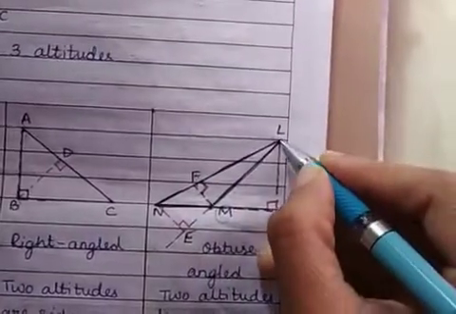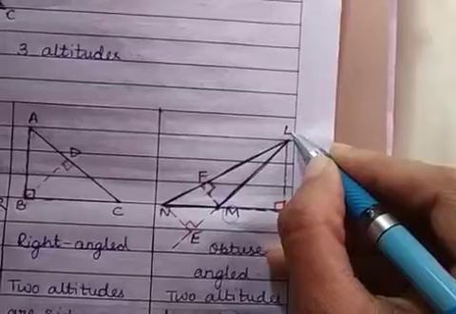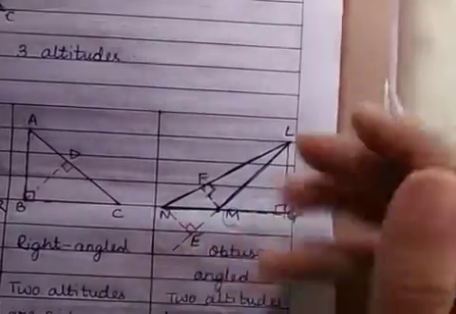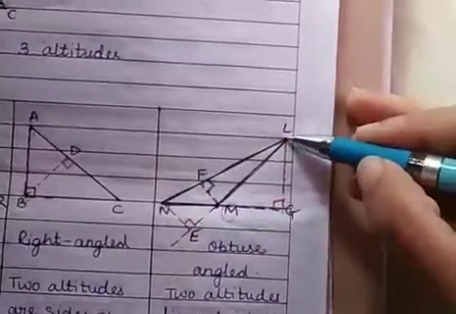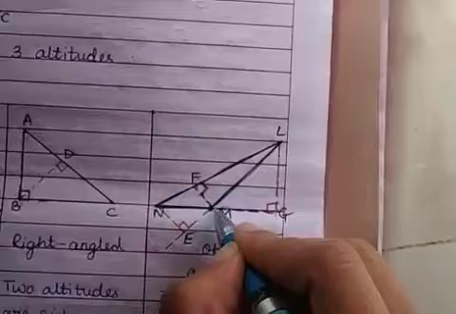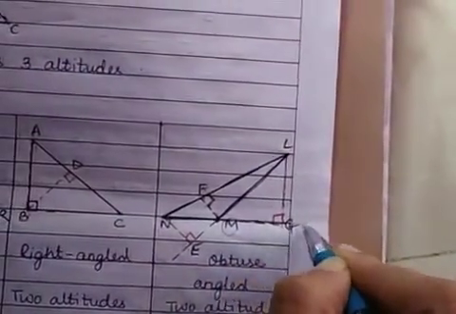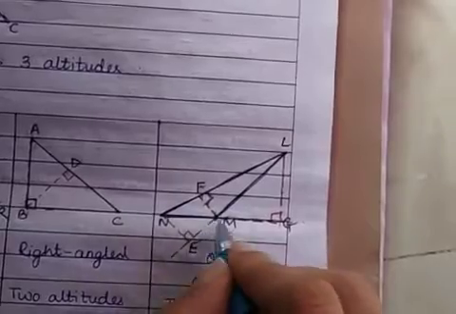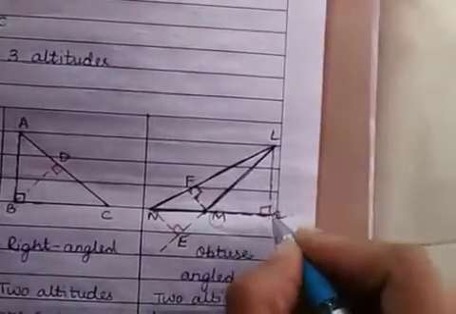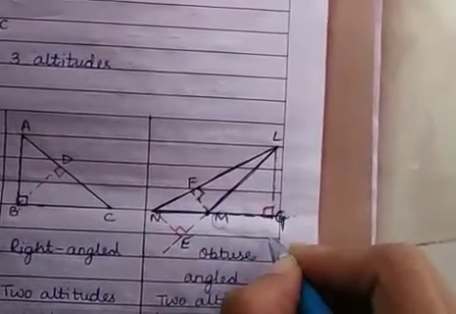Now let us take the vertex L. Which is the side opposite to L? The side opposite is NM. Now if I want to draw a perpendicular, you can see it will fall here, right? So we will just extend the length here and see. Let's extend the side NM and see where the perpendicular meets. It meets at this point G. So this is a perpendicular.